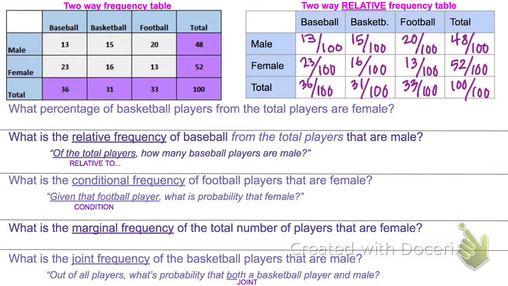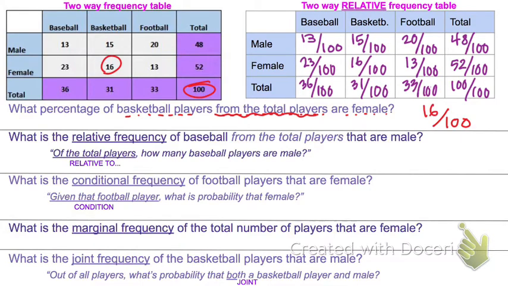So the first question says, what percentage of basketball players from the total players are female? Now, that sounds a little confusing to me, so in my head, I might reword this question. It says from the total players, so it's saying out of the total players, how many are basketball players that are female? From the total players means that is going to be my denominator. So there's 100 total players, and how many of those are female basketball players? So it would be 16 out of 100.